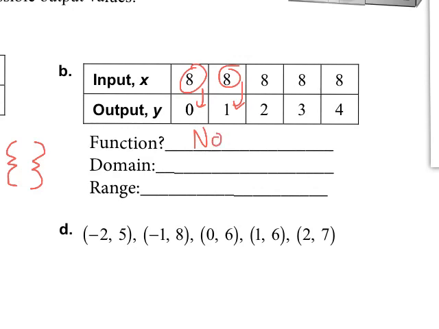Okay. The domain is nice and easy, right? It's just 8. Ooh, that's a really ugly one. Oh well. They get uglier on the iPad because my stylus gets stuck and stuff. Okay, the range would be 0, 1, 2, 3, and 4. Okay. Any questions on B?